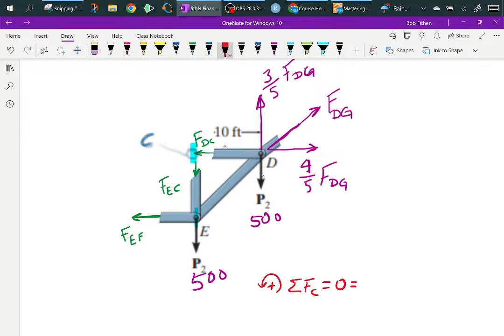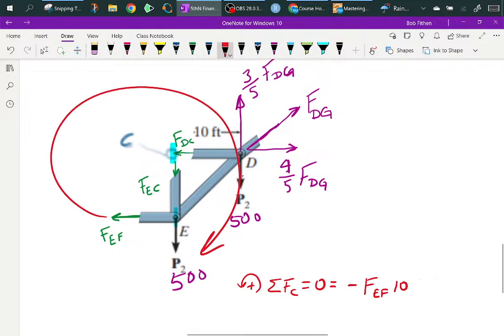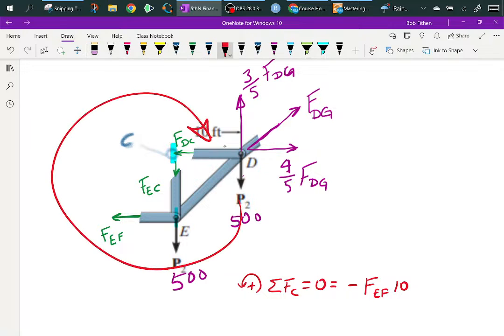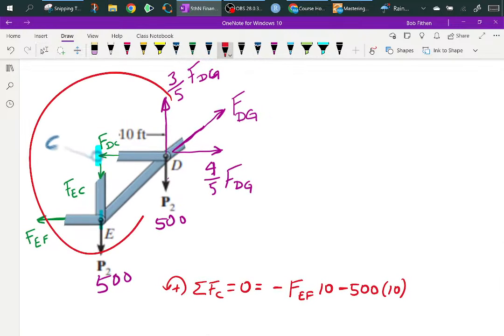So first I made this a F. We'll start here. This one goes this way. That's a minus F, E, F, and 10. Okay. This one goes this way. That's another minus. I know that one. 500 and then a 10. Like everything is 10 on this. And then this one goes that way. Plus, okay, make sure I write this down. 3/5 of F, D, G. But I already found that, didn't I?